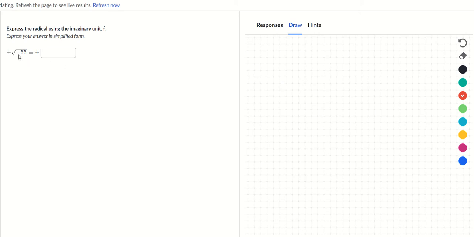Here we have the square root of negative 55 on our left, but before we start, I just want to remind you, and this whole imaginary unit lesson is based on this principle, that the square root of a negative number doesn't exist in the real number system. So mathematicians created an imaginary unit. The square root of -1 is the imaginary unit, what we call the imaginary number i.